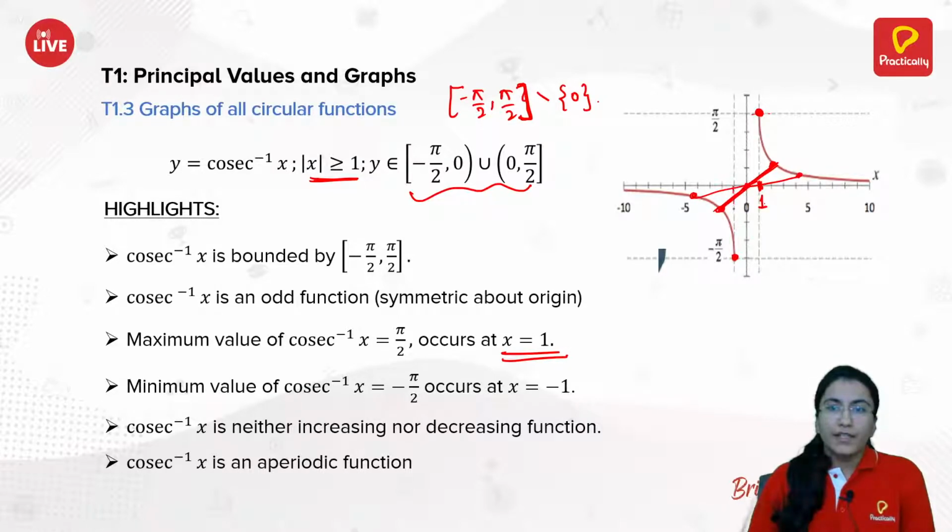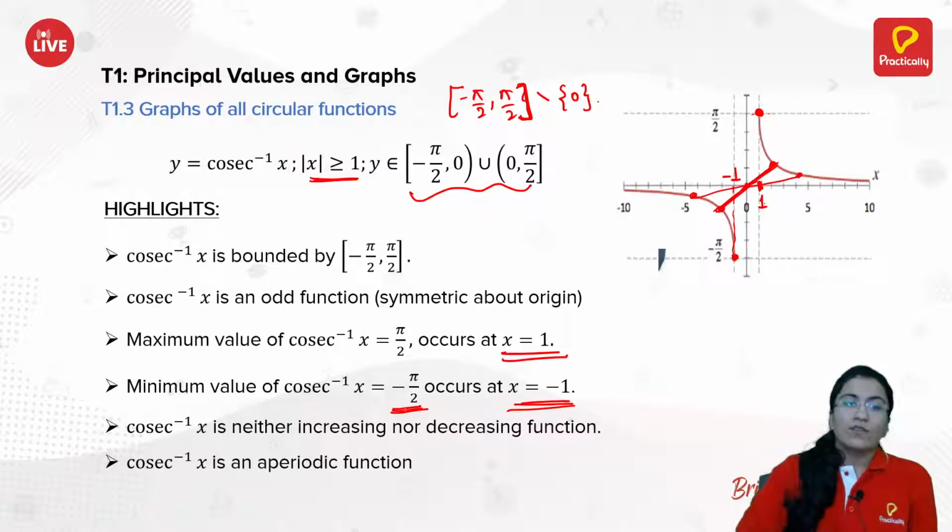Okay, next is the minimum value. For the same graph you have it at this particular point. This minimum value is attained when you have the value for x as -1, right? So at x equals -1, you have the minimum value of the graph as minus pi by 2, right?